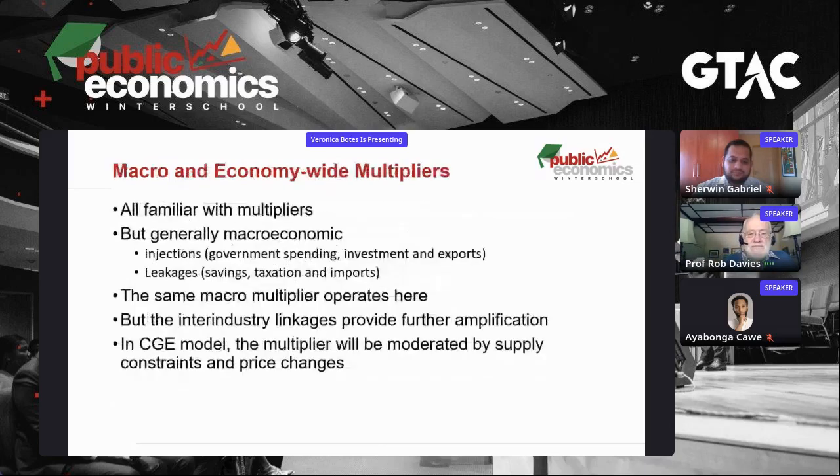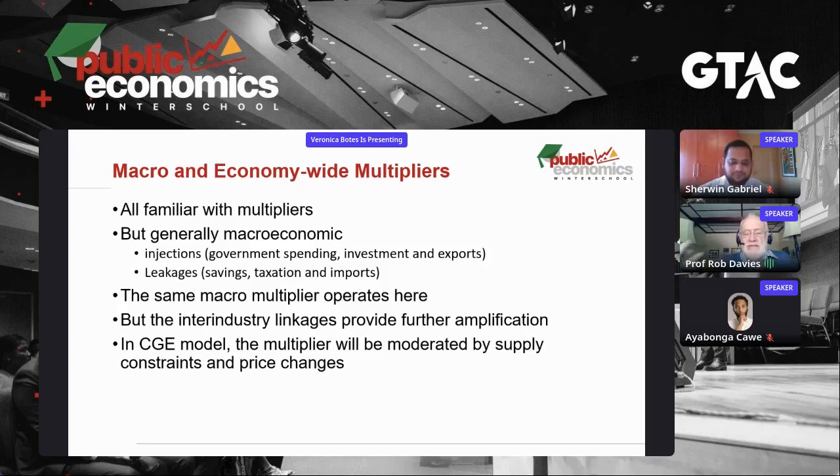Next slide, please. Now, all economists are familiar with multipliers. It's a notion that's been around a long time. But generally, we think of macroeconomic multipliers. So injections, investment into the economy adds to demand. That causes expansion, but each time it goes round the circular flow, a bit of the expansion leaks out into savings or taxation or whatever. And that same multiplier is operating in our models.